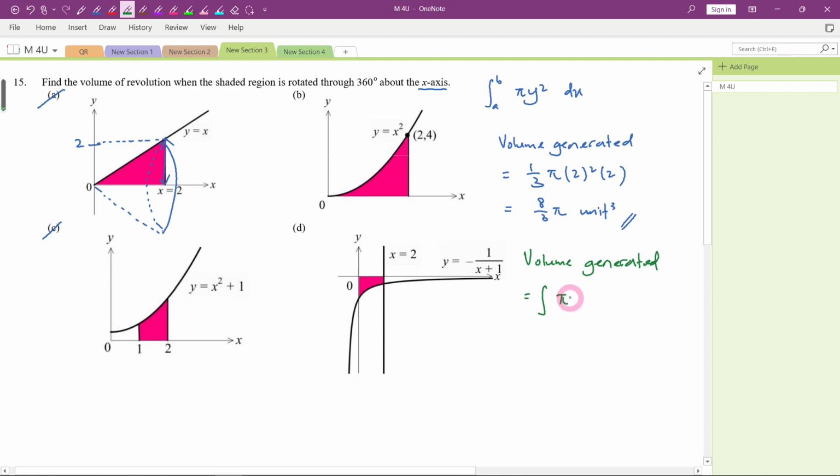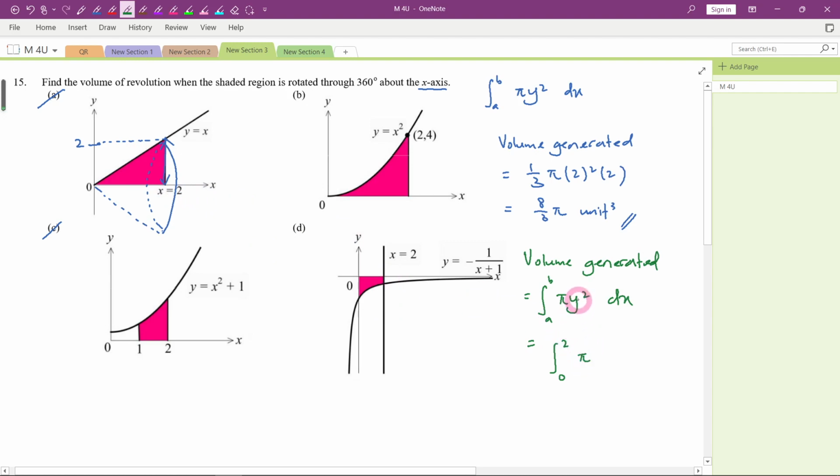I write the formula first, pi y squared dx. So this is a under b. In this situation, in the exam, you actually don't have to write this formula. You can straight away start from this step. A is 0. B is, sorry, not x, 2.